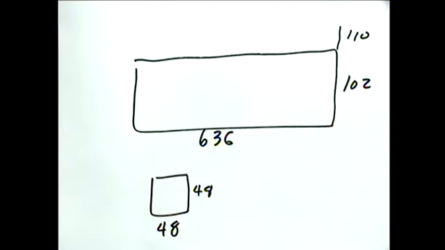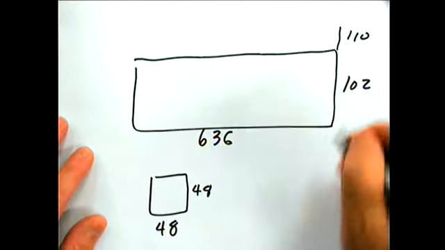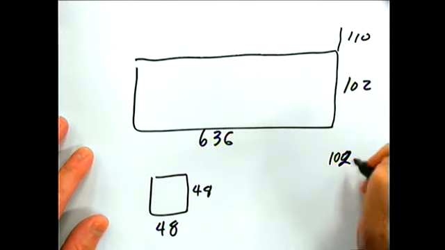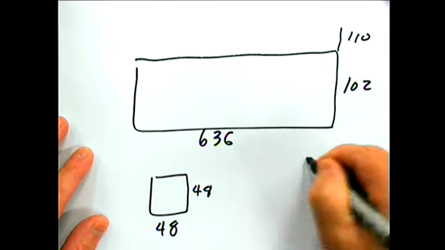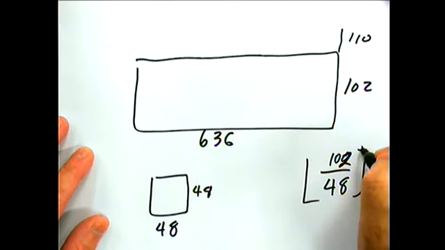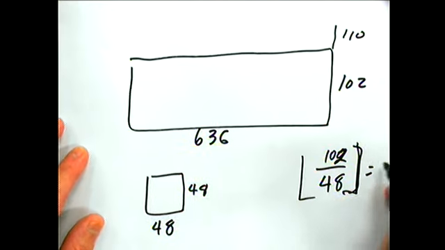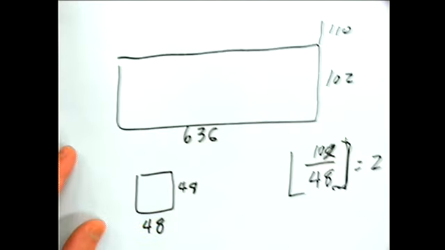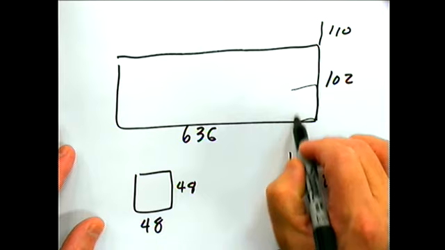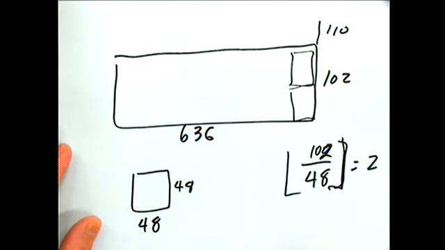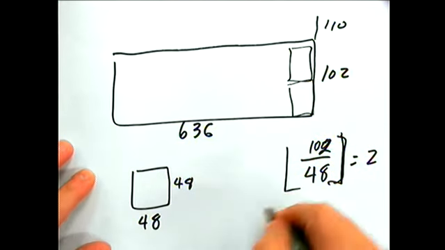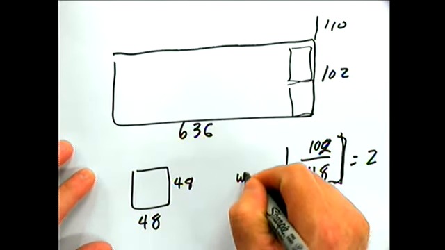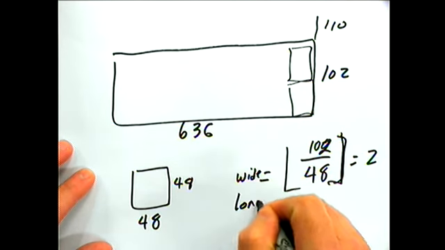So how many pallets can I put on this truck? Well, I would take 102 divided by 48, and I would round down. And that equals 2, correct? You can put 2 this way, right? Because 48 plus 48 is, what's 48 plus 48? 96. And you have some clearance, right? How many can you put lengthwise? Well, that wide, long.